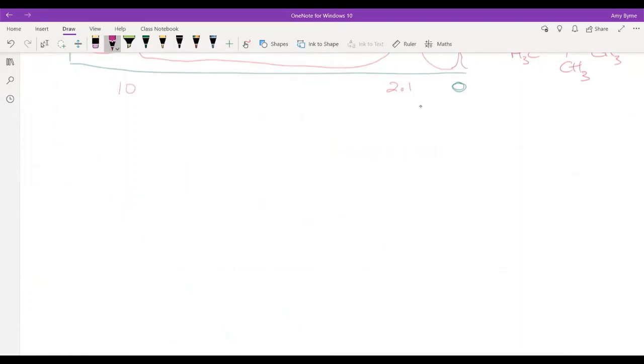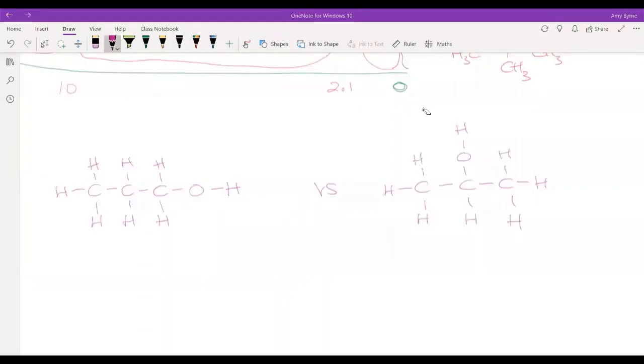So if I look at, let's use the example of propan-1-ol versus, actually, I'm going to draw structural formulae. So I have propan-1-ol on the left and propan-2-ol on the right. The first thing you can do with NMR is look at your number of hydrogen environments.